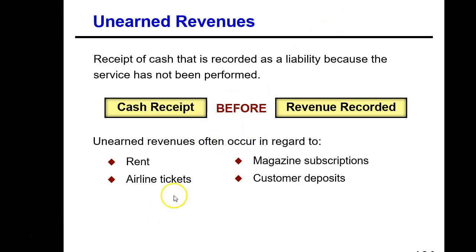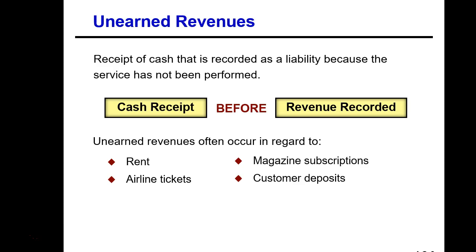So think about an airline ticket. If you're going to fly somewhere, normally we're going to buy our tickets maybe weeks or months in advance. For the airline industry, that's referred to as unearned revenue, which is a liability account, because at this point in time, the service has not yet been performed, although we received cash.